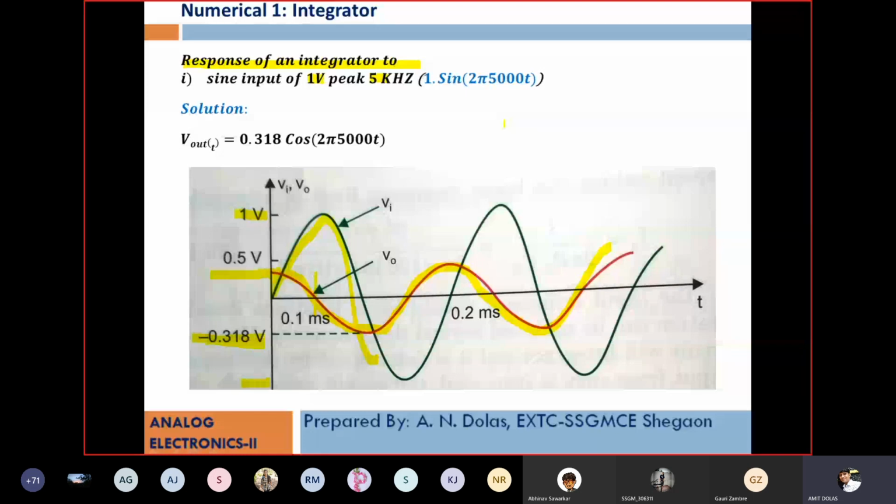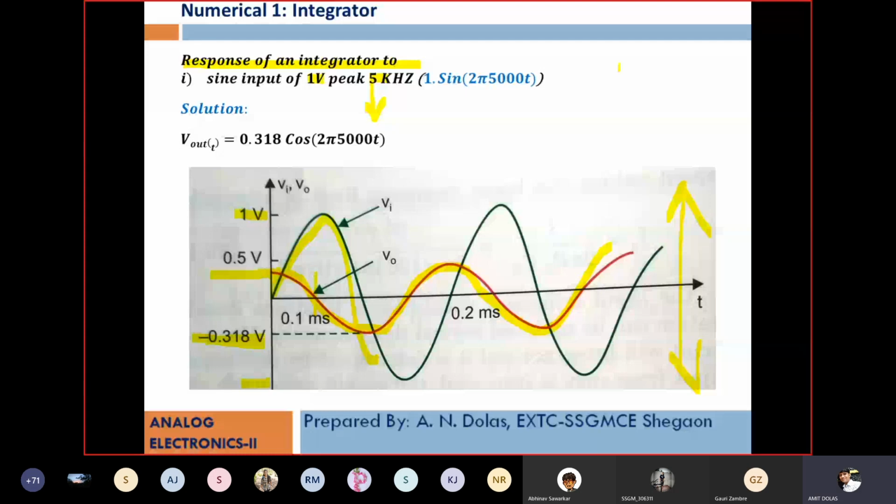So input is sine and output is cosine. So this is the input output waveform. You can see the amplitude is also changed. Amplitude is a function of the input frequency. If you change the frequency, instead of 5 kilohertz, take 1 kilohertz, try 10 kilohertz, you will find the change in amplitude of output. It will not always remain 0.318. So amplitude is dependent on input frequency. Please see the relation between that. Is it inversely proportional or directly proportional?